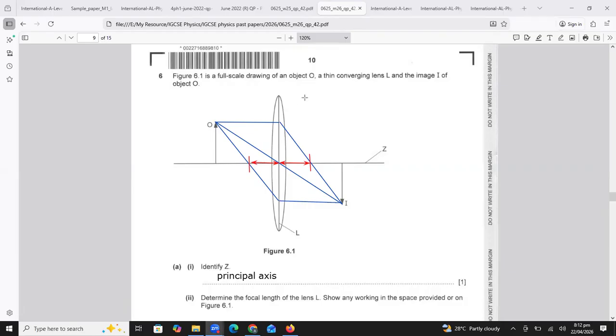Those who have joined late, let me tell you again that we are solving the same paper, Feb March 2026, paper 4, variant 2. Yesterday we completed till question number 5, and now we have started from question number 6. This question is interesting, students, because in this question they have not given us the focal point. So we have to identify the focal point by constructing the ray diagram. Any confusion here, students?